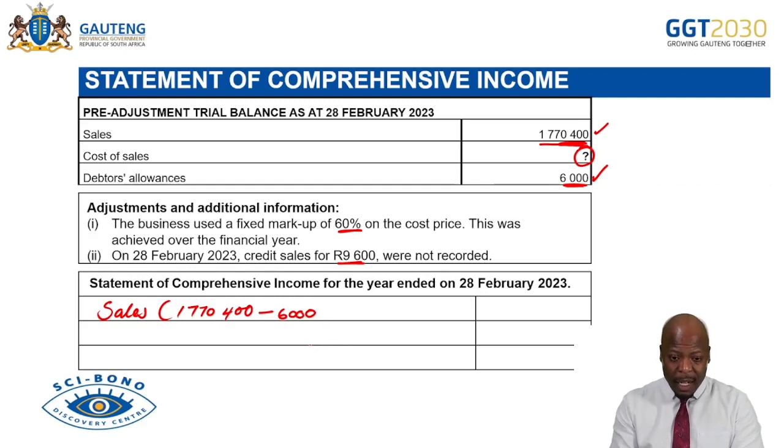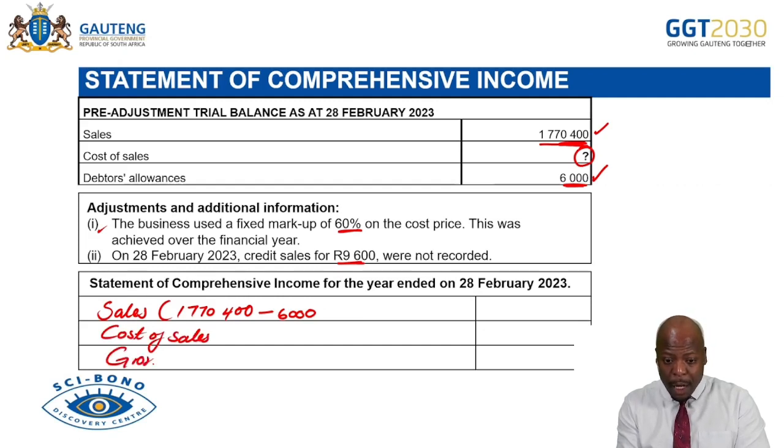On the next aspect, I am going to wait with adjustment number one. I know I'm going to use it. When I'm told that the business uses a fixed markup of 60%, what I understand is that after sales, I'm going to have what is known as cost of sales. So here I'm going to get cost of sales. After my cost of sales, I will get what is known as my gross profit. There you see, gross profit.